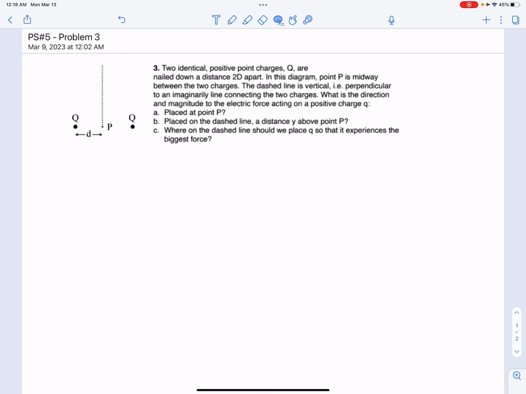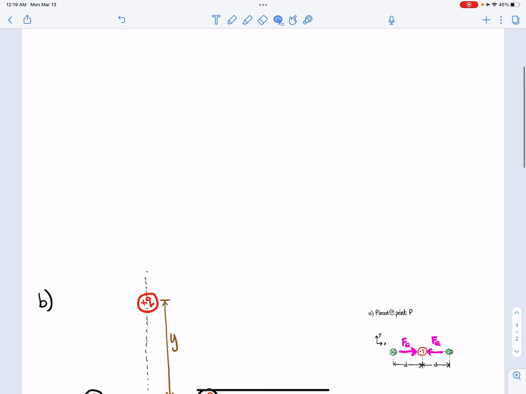This is problem set number 5, problem 3. Two identical positive point charges, Q, are nailed down a distance 2d apart. In this diagram, point P is midway between the two charges. The dashed line is vertical and is perpendicular to an imaginary line connecting the two charges. What is the direction and magnitude of the electric force acting on a positive charge Q for part A placed at point P? Okay, so I have redrawn that here.